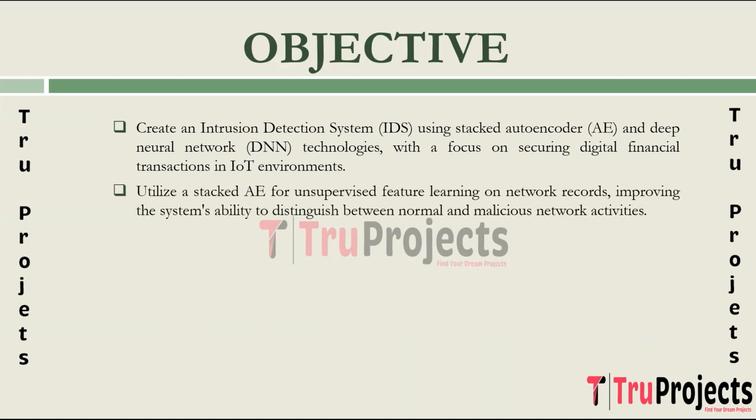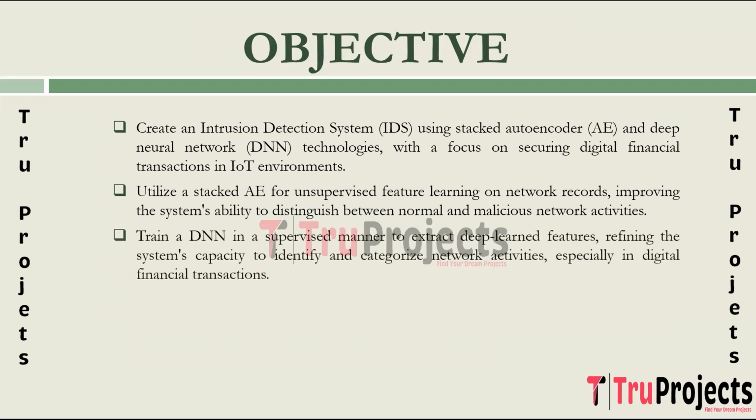The project aims to employ a stacked AE to perform unsupervised feature learning on the input network records. By reducing the feature width through this process, the system aims to enhance its ability to distinguish between normal and potentially malicious network activities. Another objective is to train a deep neural network in a supervised manner to extract deep learned features for effective classification. This step aims to further refine the system's ability to identify and categorize network activities, particularly in the context of digital financial transactions.